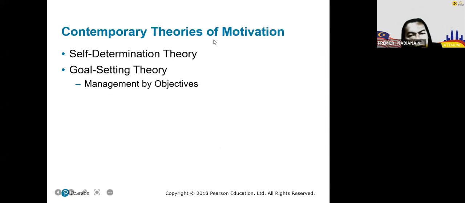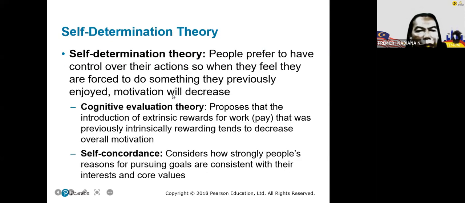Then contemporary theories of motivation. These are newer theories: self-determination theory and goal-setting theory. Under goal-setting theory, the normal nomenclature is MBO, management by objectives. They manage because they are trying to achieve objectives. Okay.